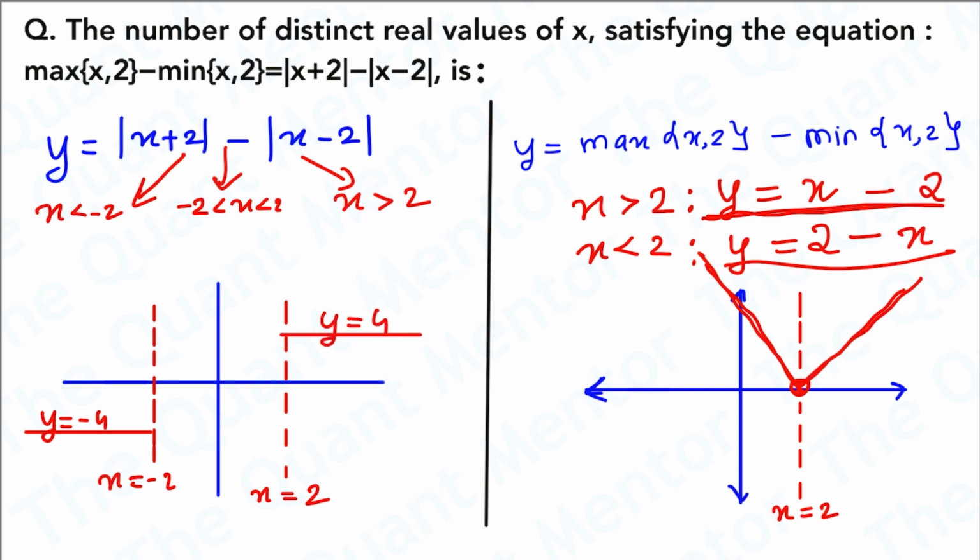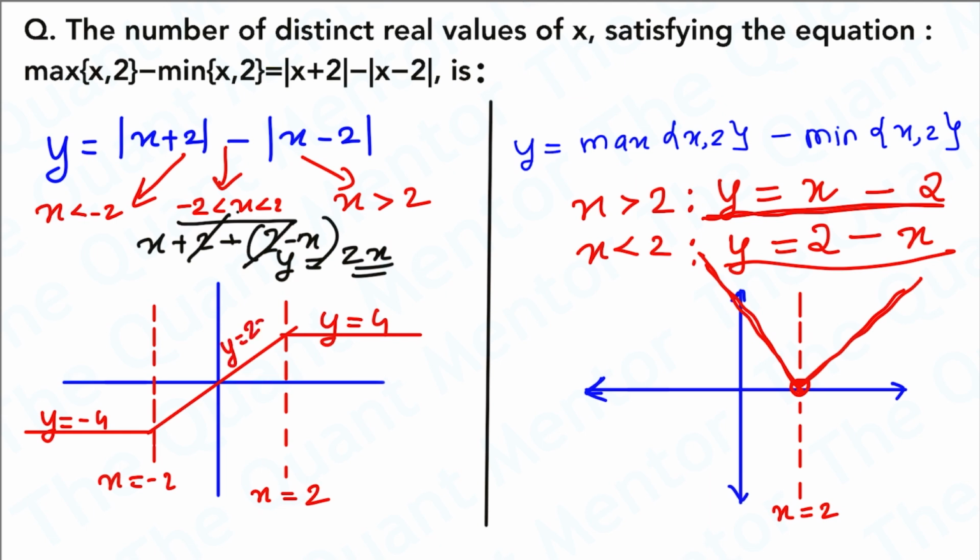Lastly, we talk about the region x greater than minus 2 but less than plus 2. In this case, x being greater than minus 2, mod of x plus 2 will be x plus 2. But since x is less than 2, x minus 2 is negative and the mod of a negative number is its negative. So it will be x plus 2 minus of 2 minus x, the 2s cancel, and minus and minus becomes plus x. So in this case, y becomes equal to 2x. In the region minus 2 to 2, the graph will be y is equal to 2x. So we draw the graph of y is equal to 2x, and this is how we get the graphs of both the equations.